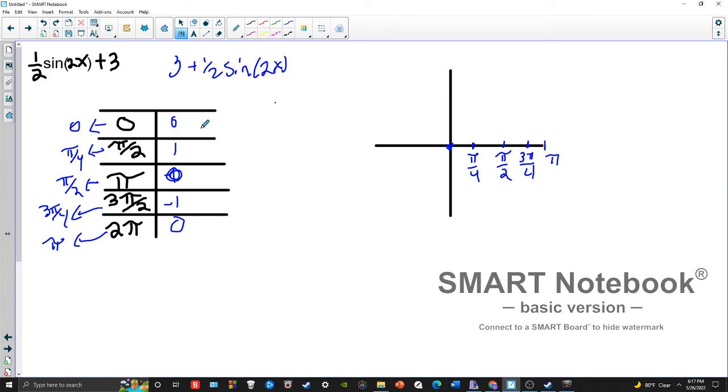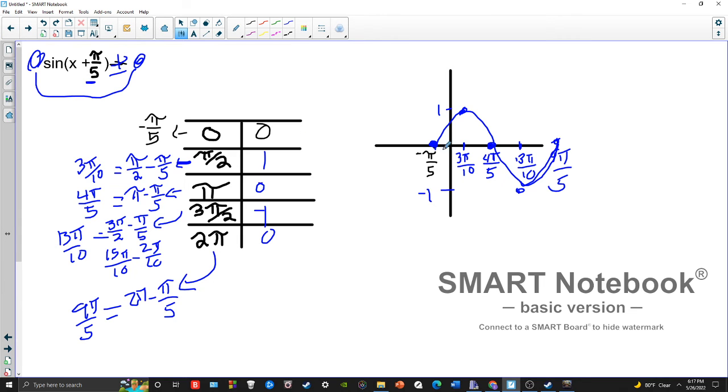So instead of being 0, it's going to be 0 times a half, which is 0.5, and then added to 3, which is 3.5. So instead of starting at a 0, I'm going to start at a 3.5. So my first point is going to be right there, 0, comma 3.5, right? This is my x and my y. X value of 0, y value of 3.5.